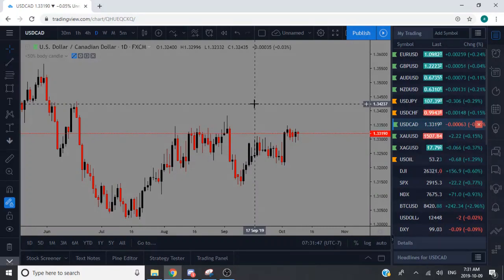An uptrend is when demand zones are being created and respected. So let me repeat that again. Demand zones are being created and respected, and supply zones are being removed. So in an uptrend, we remove supply zones and we respect the demand zones. We don't remove demand zones in an uptrend.